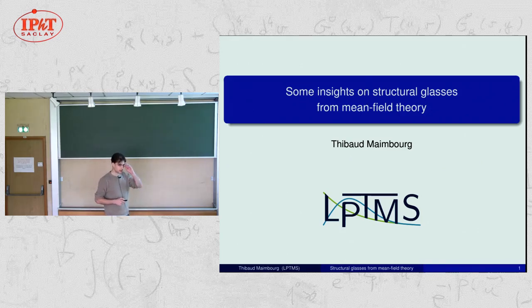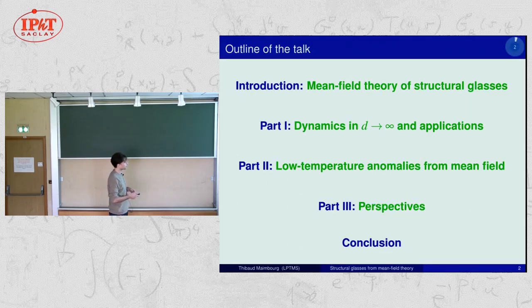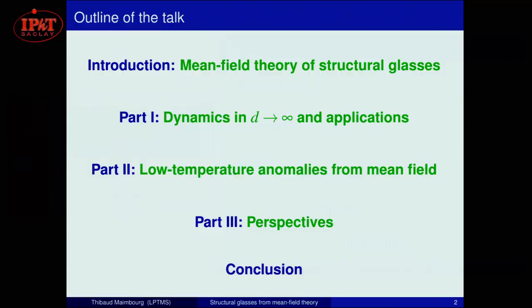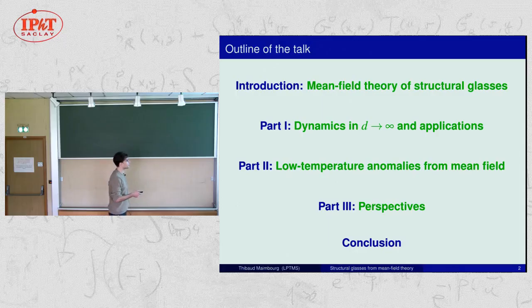So in this talk, what I want to do is show you what I've been recently involved in about structural glasses. For this, I would first need to introduce the mean field theory we have when you send the spatial dimensionality to infinity, so that I can then talk about how we can solve the classical dynamics in this limit, and apply it to some out of equilibrium processes.